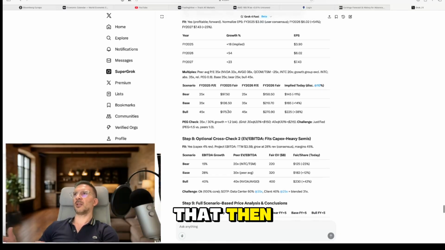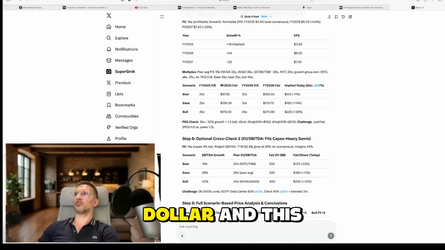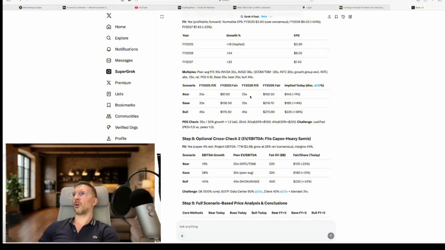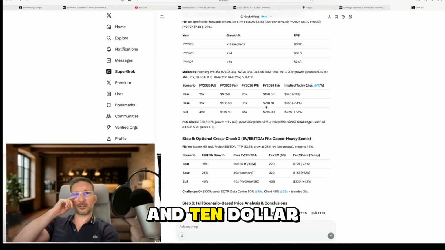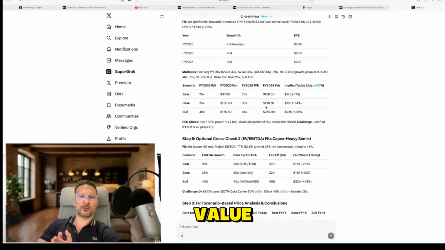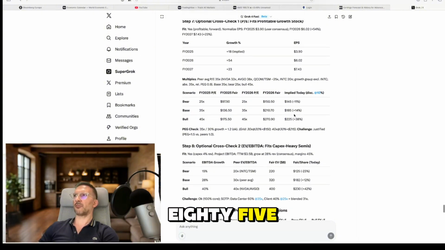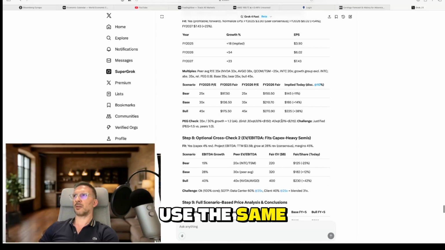Then of course, if you do that, then according to your valuation of 25 base of $4 and this multiple, you get a fair value of the base case of 136. And in 26, if you take the $6 here, then you have a fair value of $210. So that means if you buy AMD today, then in 26 it is pretty undervalued compared to what they expect in 26. And what is implied today, the valuation is 185, if you use the same valuation.